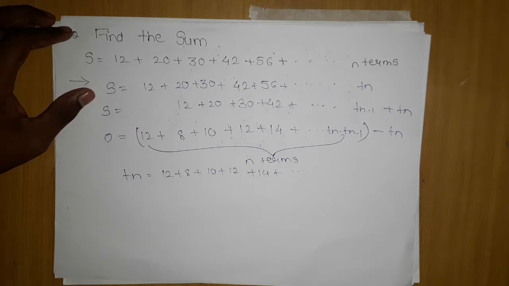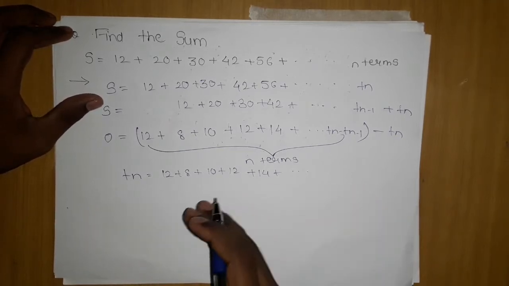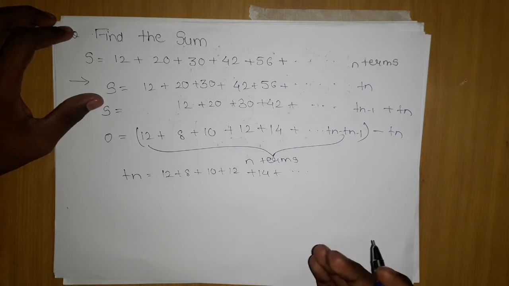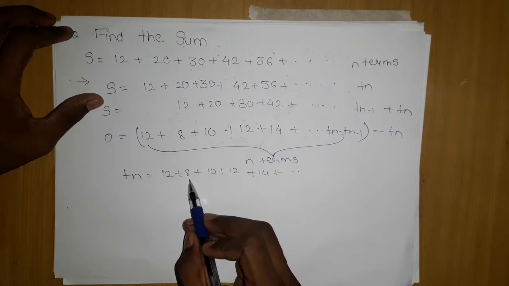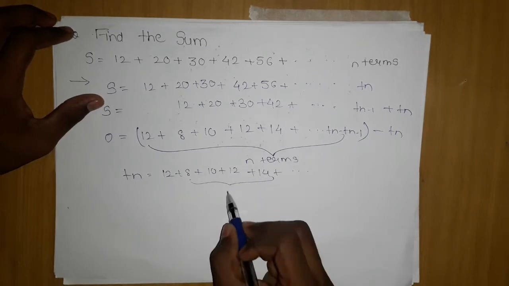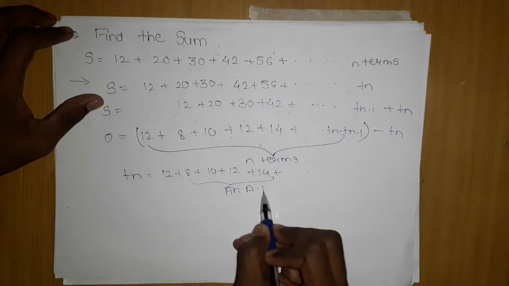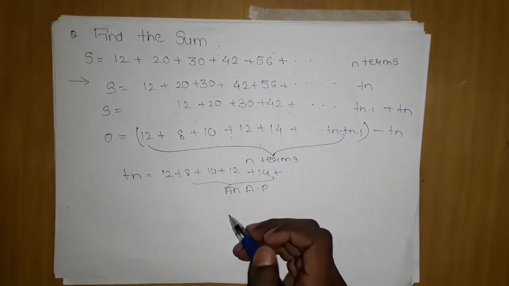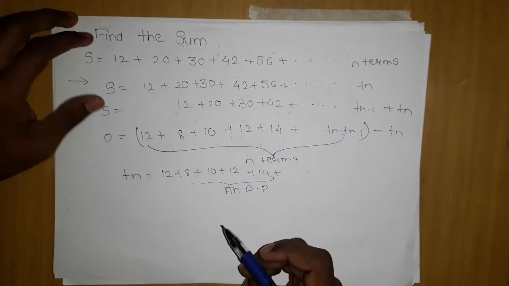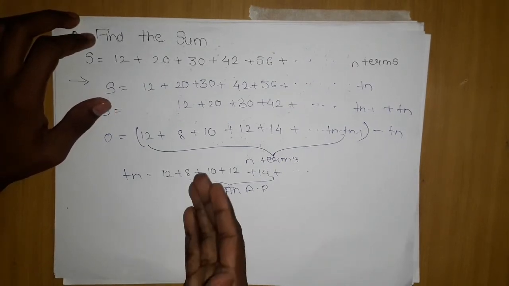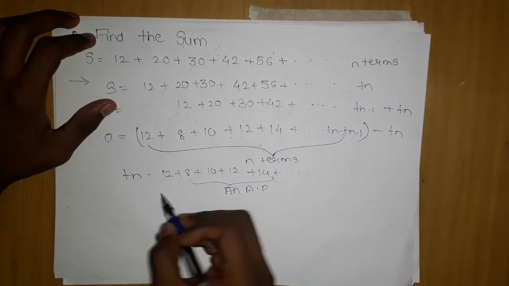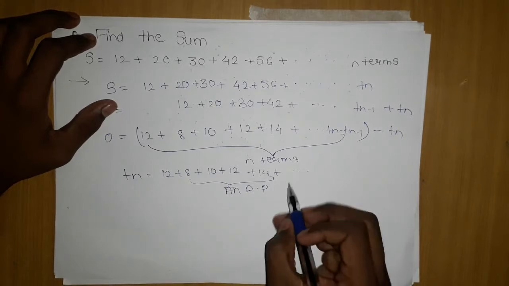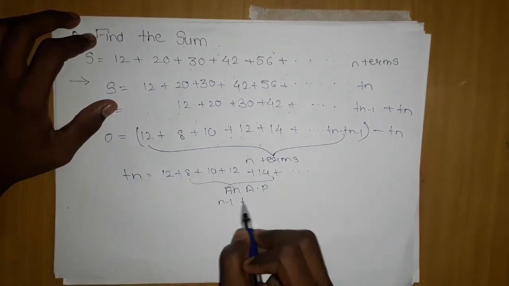Now we want to find the sum. Let's check whether it is still a series whose Tn we cannot predict. From here you can clearly see it is forming an AP. 10 minus 8 is 2, 12 minus 10 is 2, 14 minus 12 is 2, so it is an AP. There are total n terms. If it becomes an AP from here, there are n minus 1 terms, right?